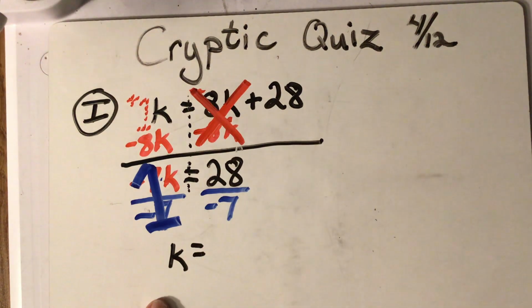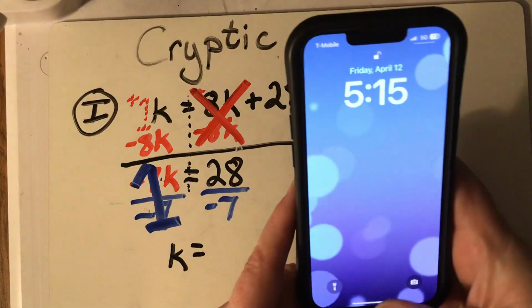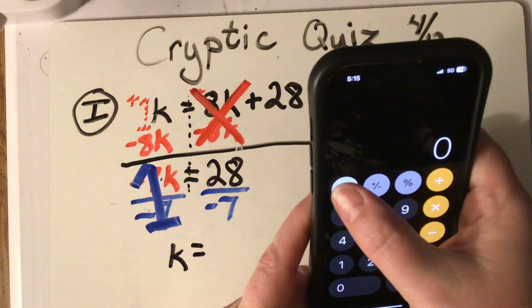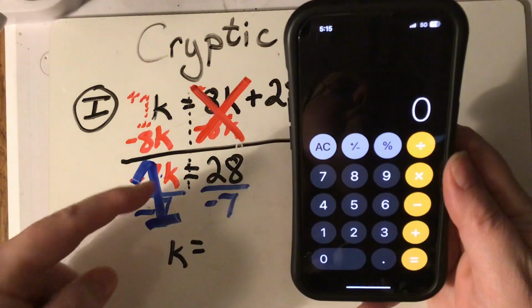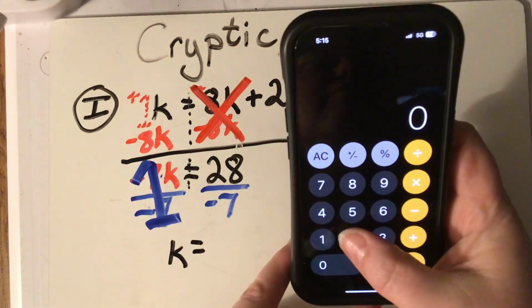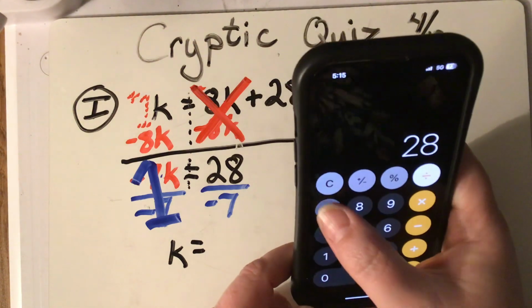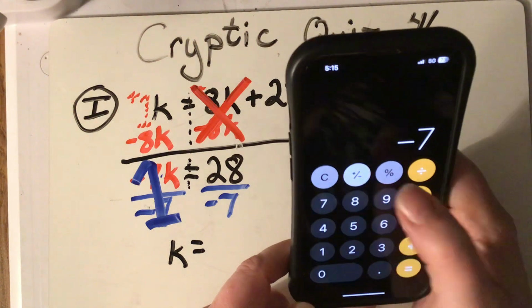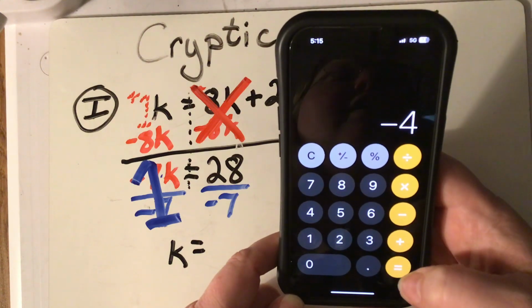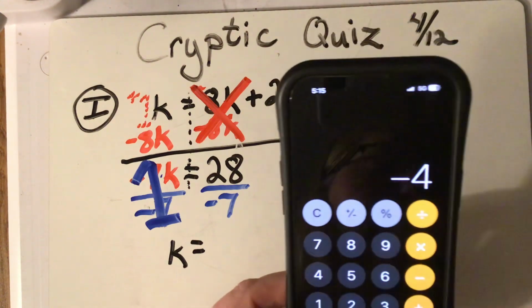K equals, and oh man, negatives are hard, you guys. I better get my calculator out so I can be sure. Remember, I have to go from top to bottom. 28 divided by negative 7. Negative 4. All right.